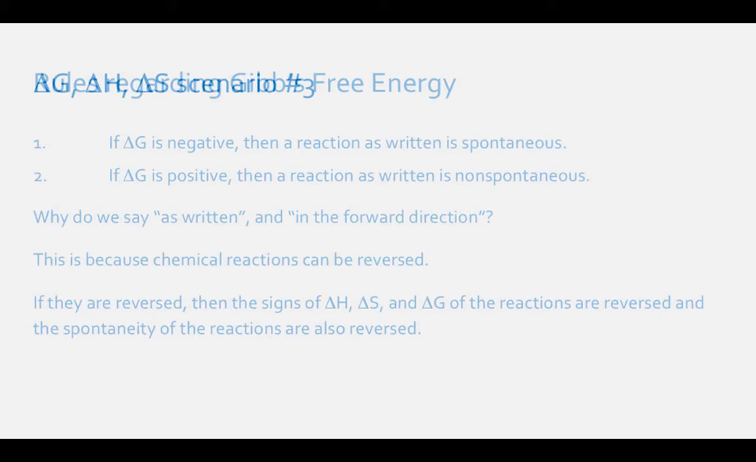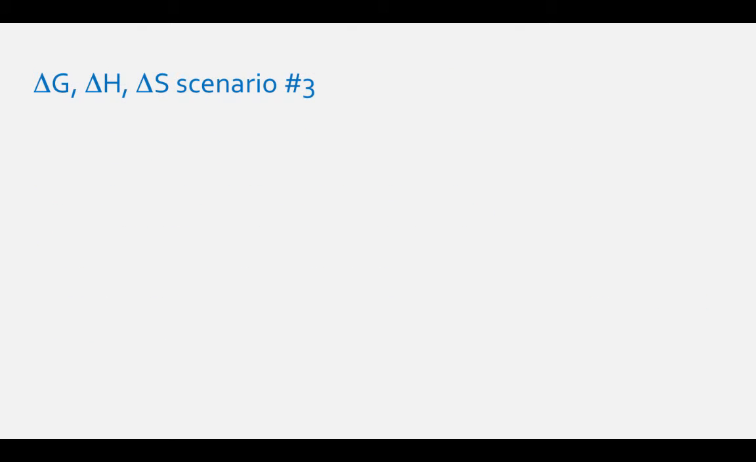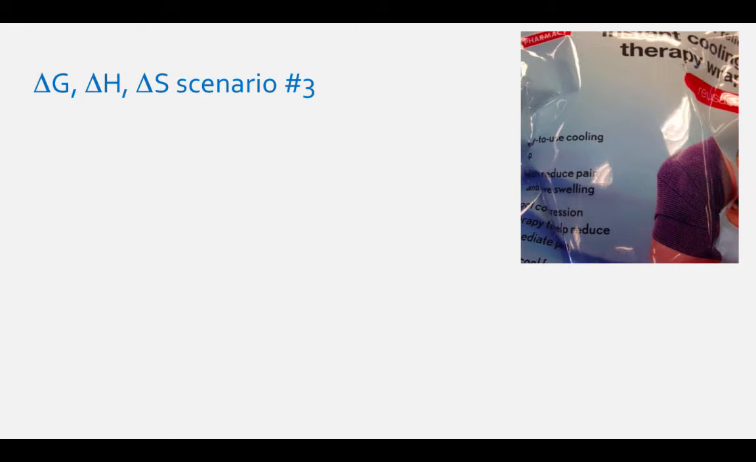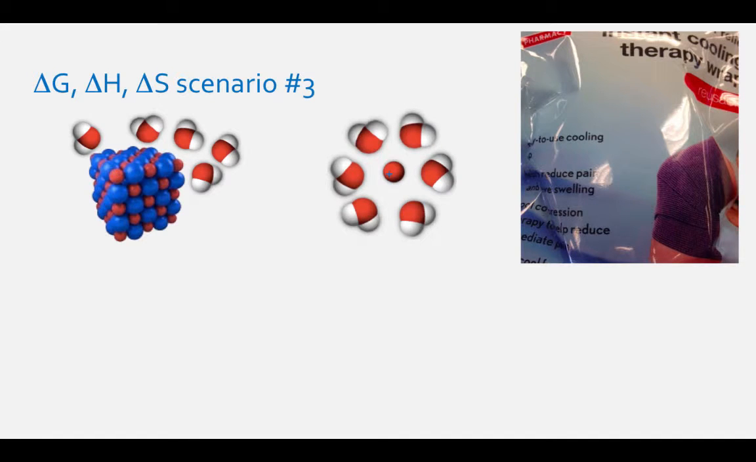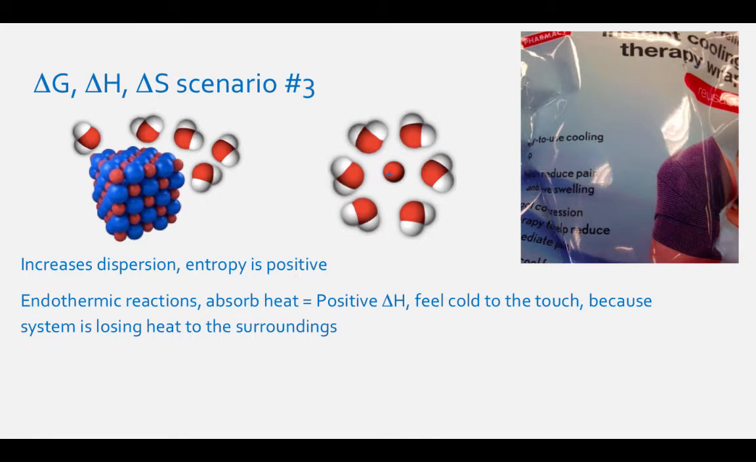But there are other scenarios for this equation. Consider a chemical cold pack, which contains ammonium nitrate in a separate packet and some water. When you break the packet containing ammonium nitrate, the ions of ammonium nitrate are mixed with the water, which increases the dispersion of the system and means that the entropy is positive. But we said it was a cold pack.